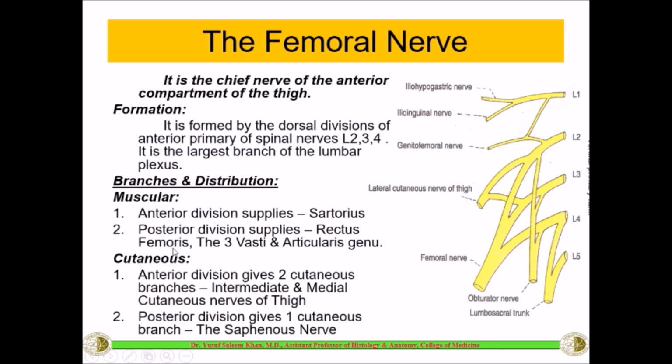As for the cutaneous branches, the anterior division gives rise to two cutaneous nerves, that is the intermediate and medial cutaneous nerves of the thigh, and the posterior division gives one cutaneous nerve, called the saphenous nerve.